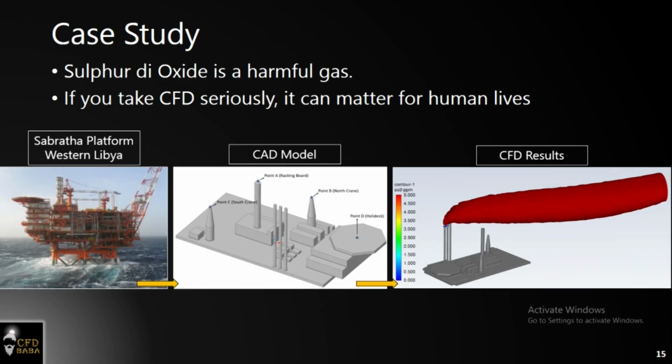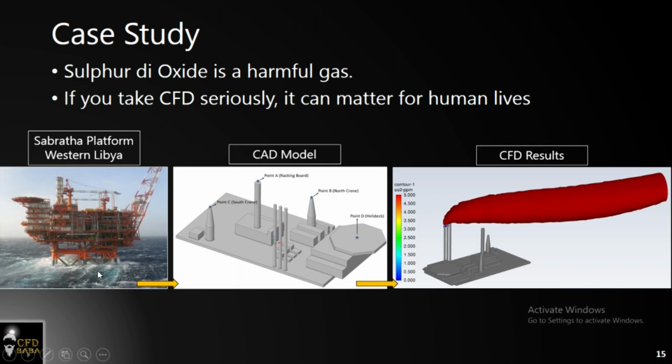So there was this small case study where I simulated. I got this project from Libya. I simulated a Sabartha platform topmost level where you can see this heli deck. The problem was that there were 4 points: north crane, south crane, racking board, and heli deck. People used to work there most of the times.